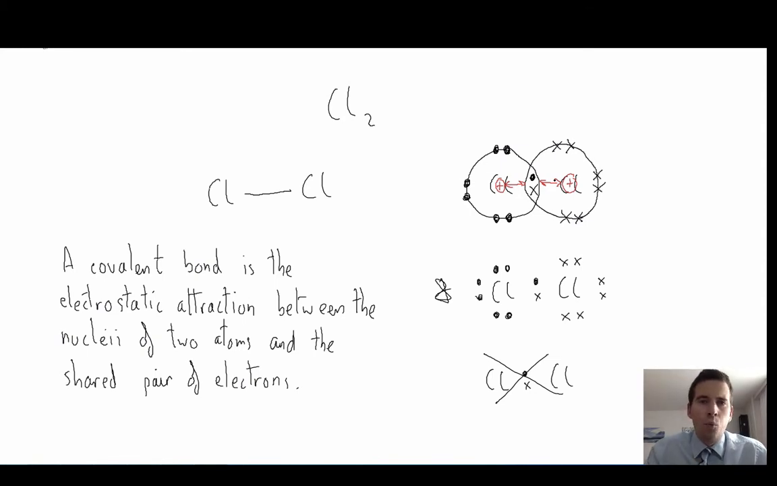Remember, one covalent bond is one pair of electrons. A double bond is two pairs of electrons. A triple bond is three pairs of electrons. So let's have a more detailed look at how to draw dot and cross diagrams. I will carry on using chlorine.